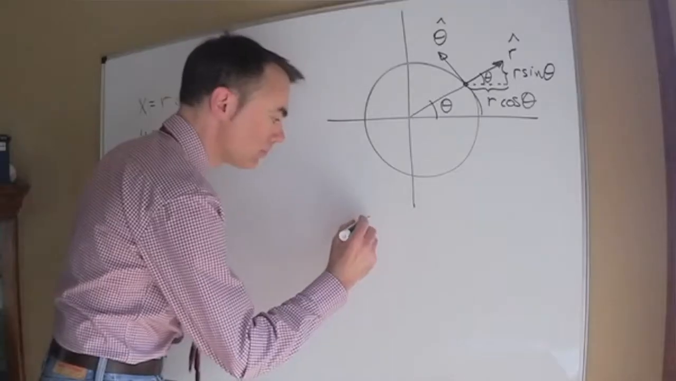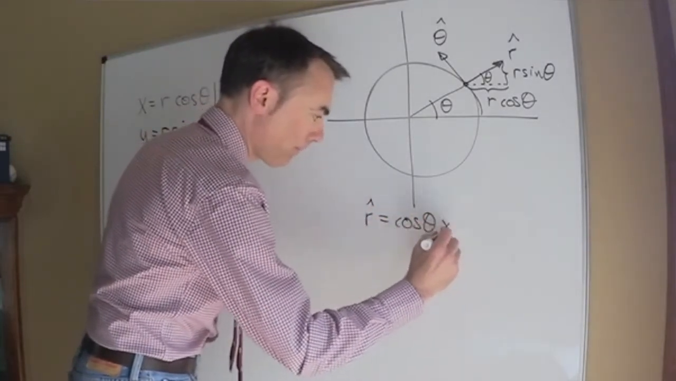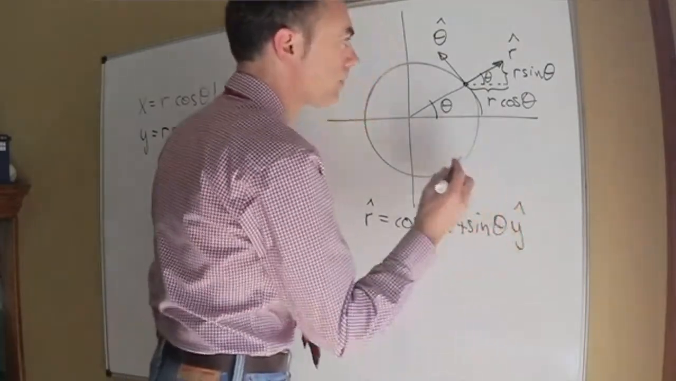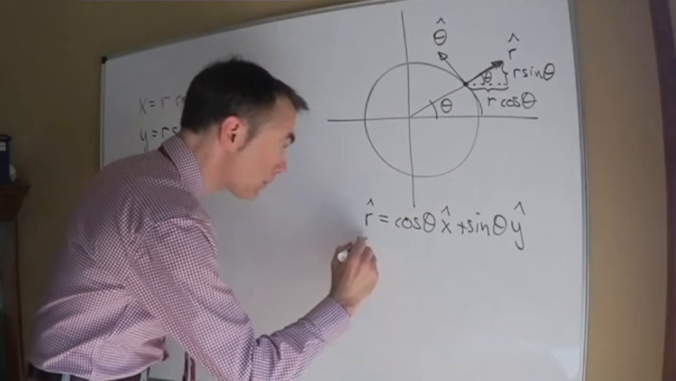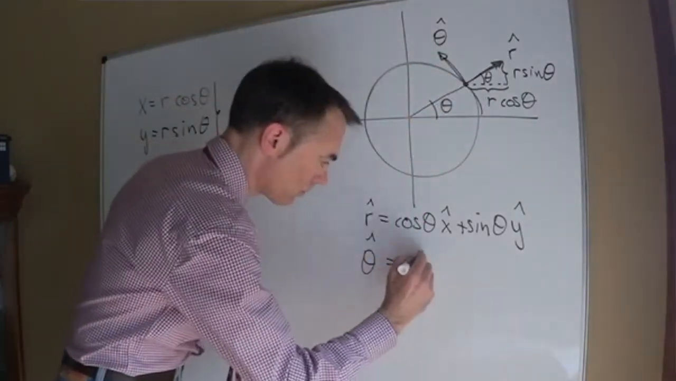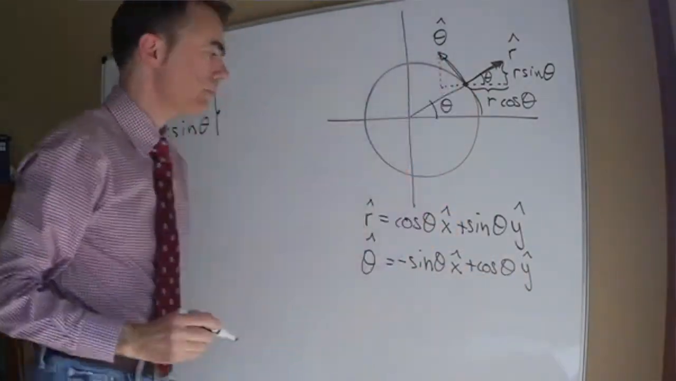If we look at this drawing, we see that the radial unit vector at this arbitrary position is given by r hat equal to cosine of theta x hat plus sine of theta y hat, and theta hat is equal to minus sine of theta x hat plus cosine of theta y hat. These two unit vectors are orthogonal, just as x hat and y hat.